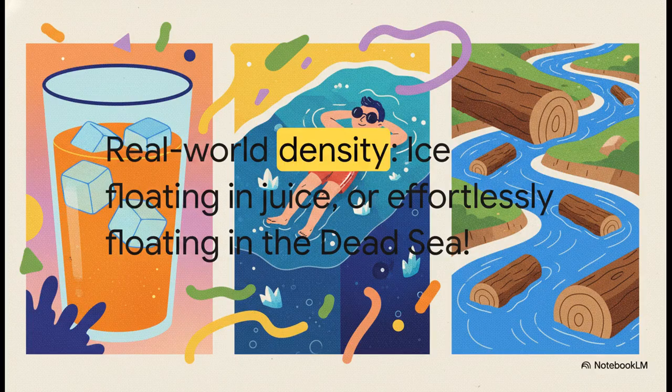And the amazing thing is, density dictates so much of our daily lives. Think about it. When you order an iced juice, the juice itself actually has a higher density than the ice cubes, which is exactly why the ice floats right at the top of your glass. Or consider the Dead Sea. The Dead Sea contains this massive amount of salt, which gives the water a phenomenally high density. Because that salt water is far denser than a human body, you can float effortlessly on the surface without even trying to swim. It's wild.